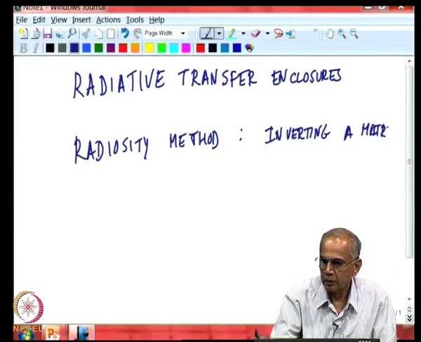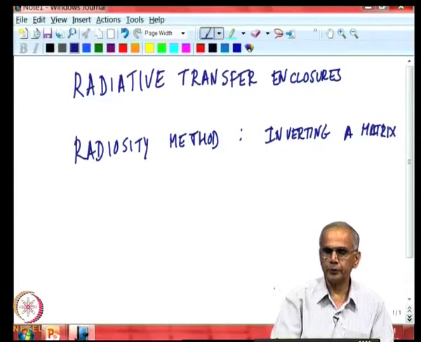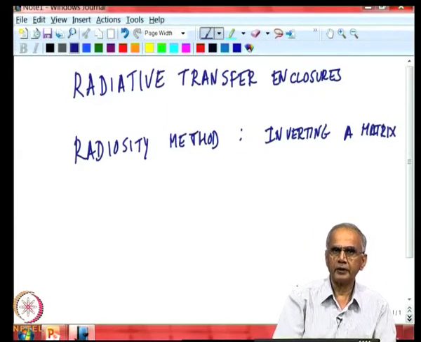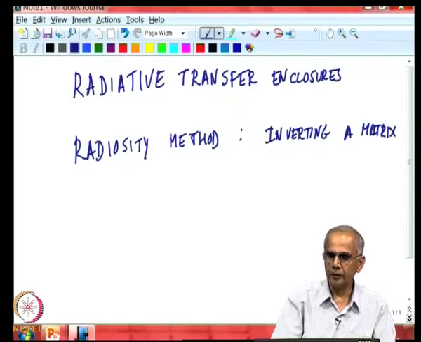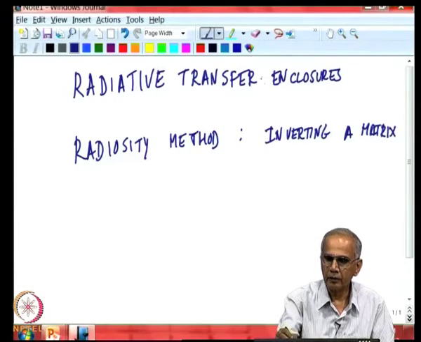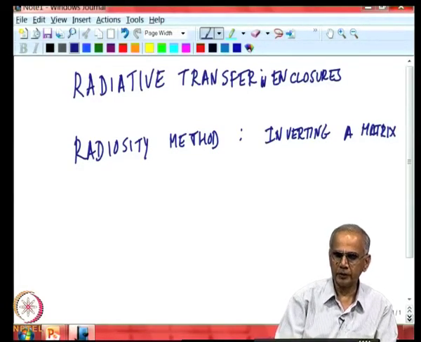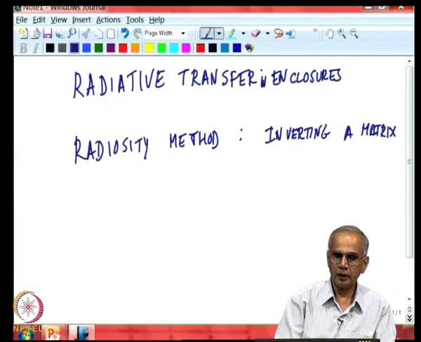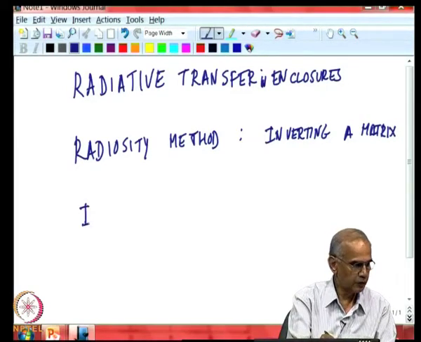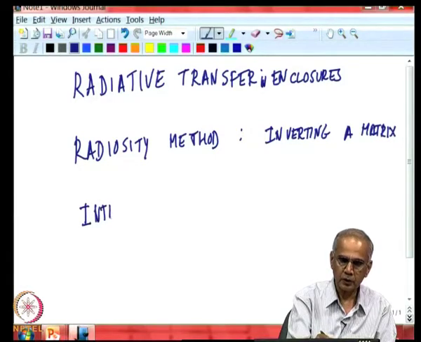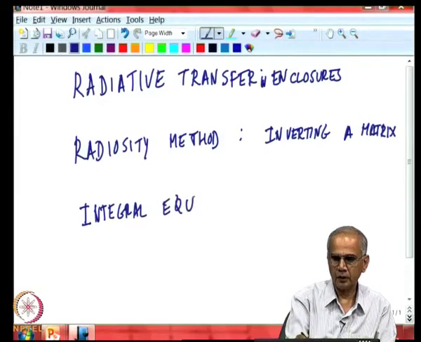And today, with the availability of high speed computers, inverting a matrix is a very easy job and done quite easily. So, most of the problems involving radiative transfer in enclosures are solved by this method. But today I will talk about a method, somewhat older one, which has been used, called the integral equation approach.